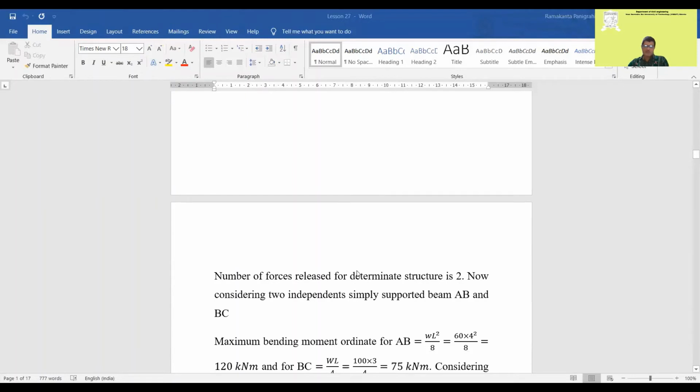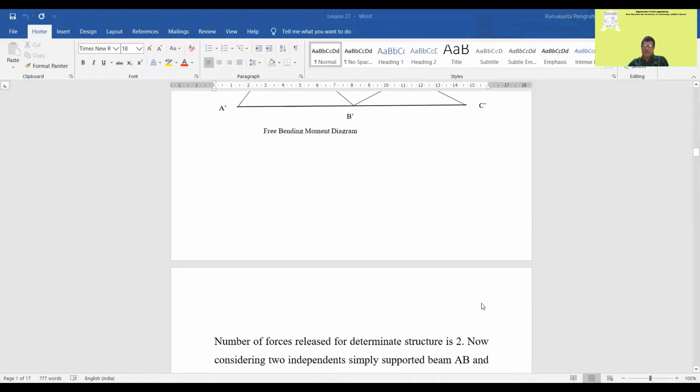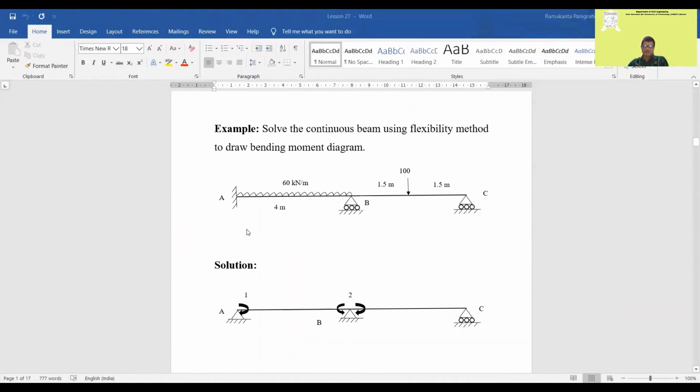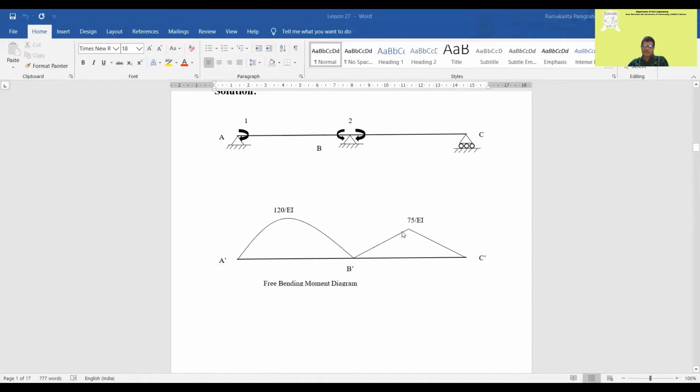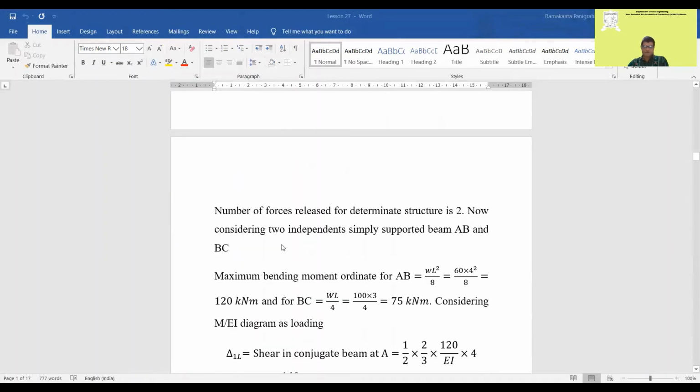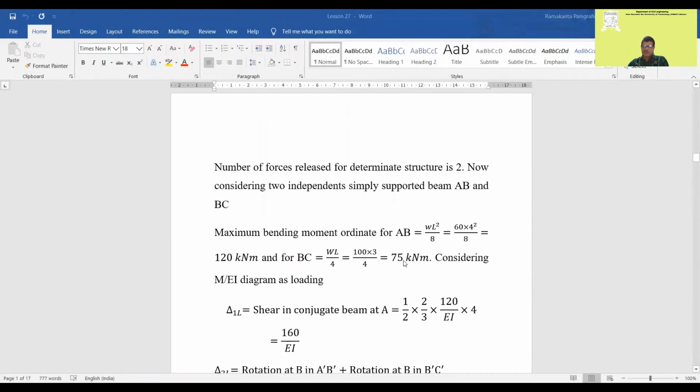The number of forces released for the determinate structure is 2, so we have to release 2 moments. Now, considering 2 independent simply supported beams AB and BC, the maximum moment here is WL square by 8. So 60 into 4 square by 8, it is 120. And here WL by 4, so 100 into 3 by 4, 75. So the ordinates come 75 and 120. Consider the M by EI diagram as loading.